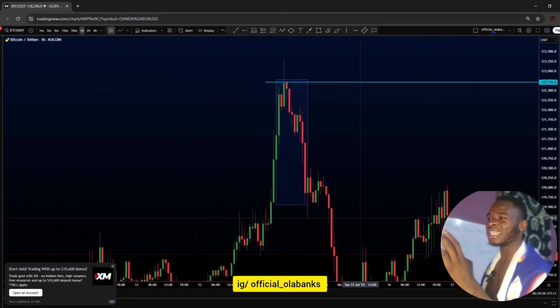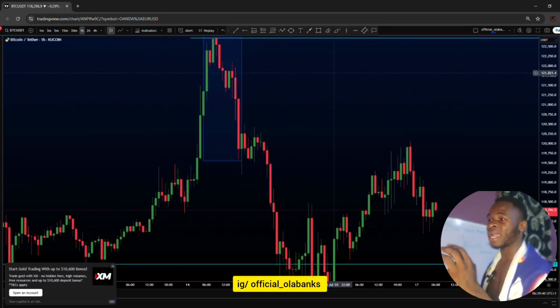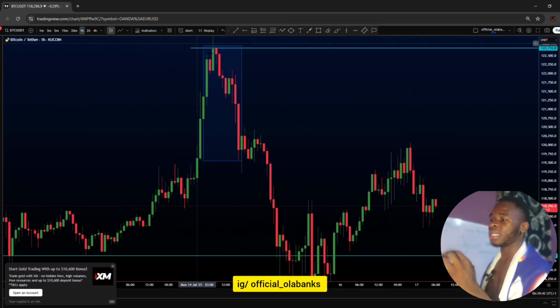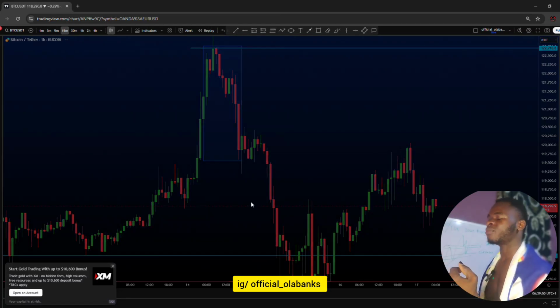For the time being, it means the price is selling. On my higher time frame, we want to be looking for a sell. On the lower time frame, the 1 hour time frame, you see we have more detail now. But if I just go to the 15-minute time frame, we'll have more details as well.